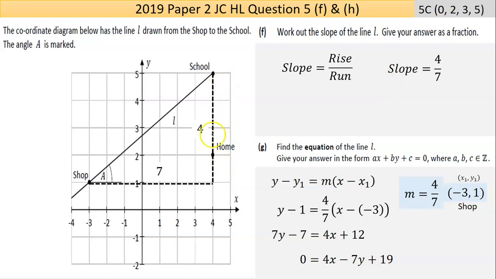So remember, this diagram here is stretched upward and downward. So this looks longer than it goes across, but it's actually the same thing. It's just, again, stretched. So part G then says, find the equation of the line.